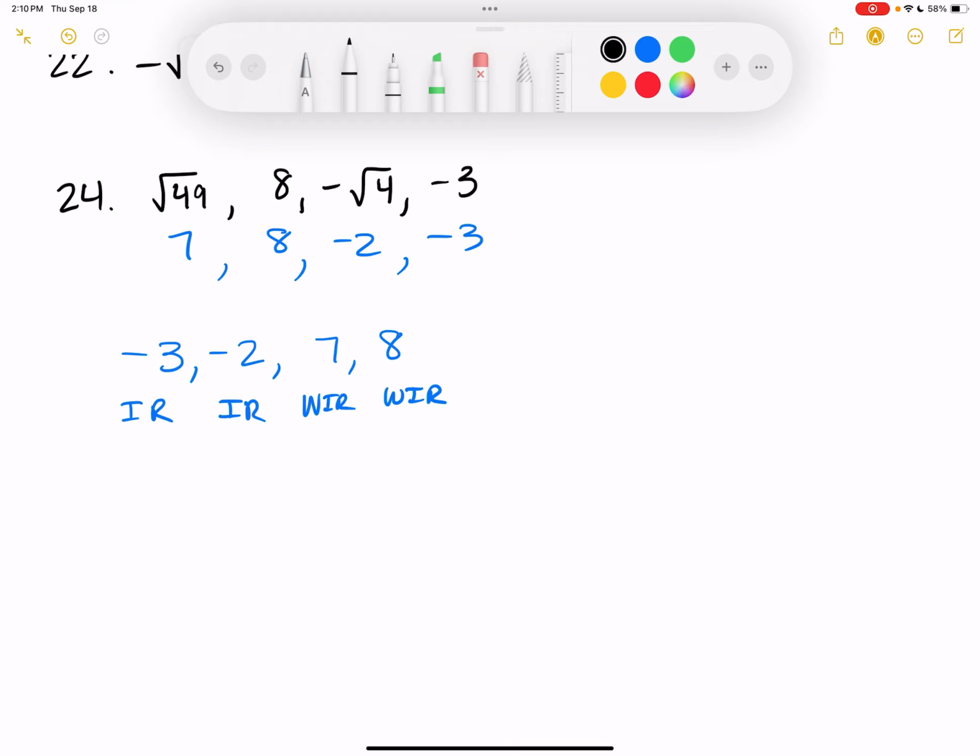Do we have to rewrite it with the actual square root and stuff? This is fine.